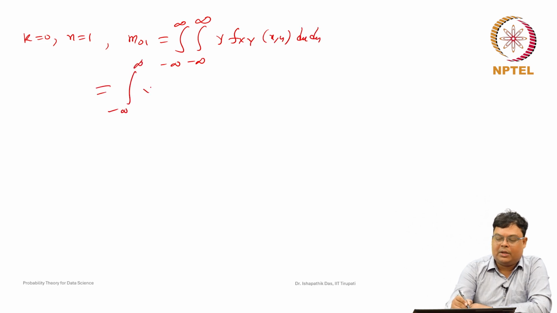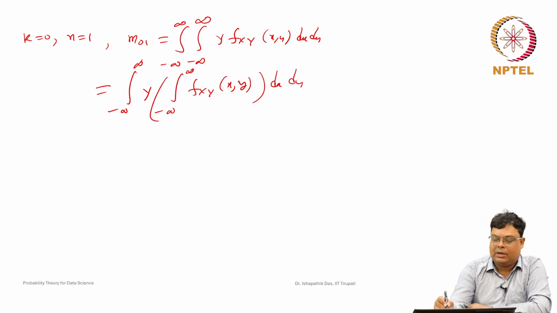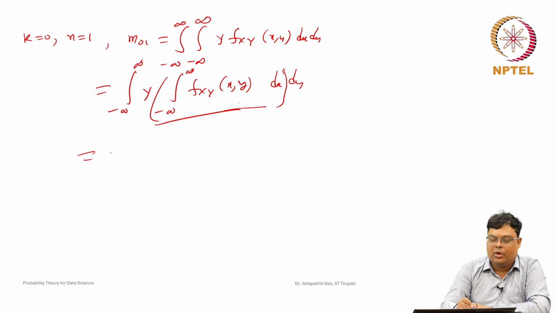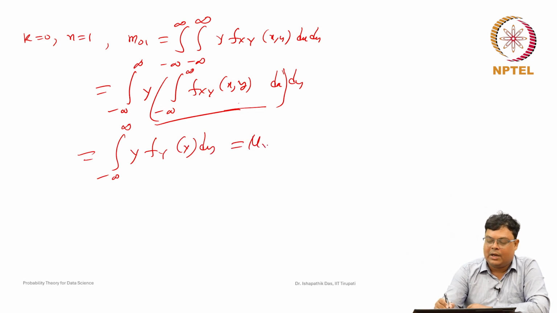Now, this is the integral of y times the integral of f_{X,Y}(x,y) dx, dy. This inner term is nothing but the integration with respect to x, so you will get f_Y(y). So, this is nothing but the integral from minus infinity to plus infinity of y f_Y(y) dy. This formula is the same as, similarly, μ_1' for the random variable Y, or simply the notation μ_Y.